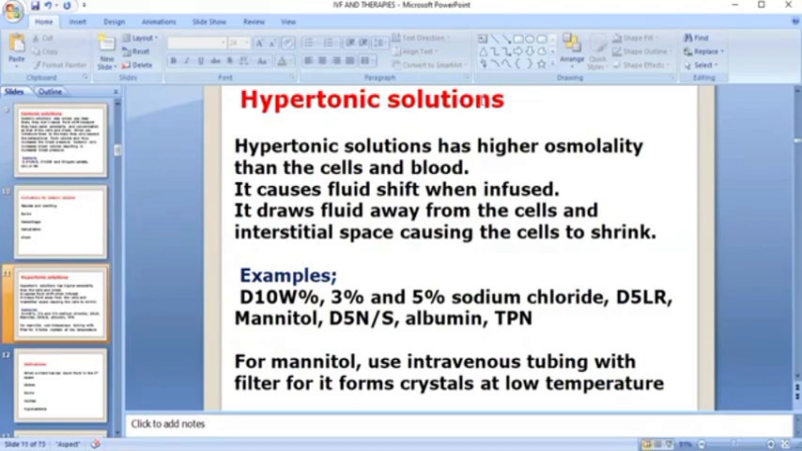For hypertonic solutions, in hypertonic solutions, the solute contained in the fluid has higher osmolarity.